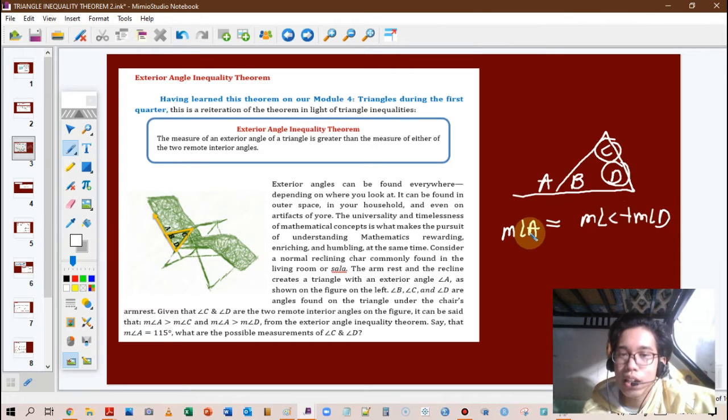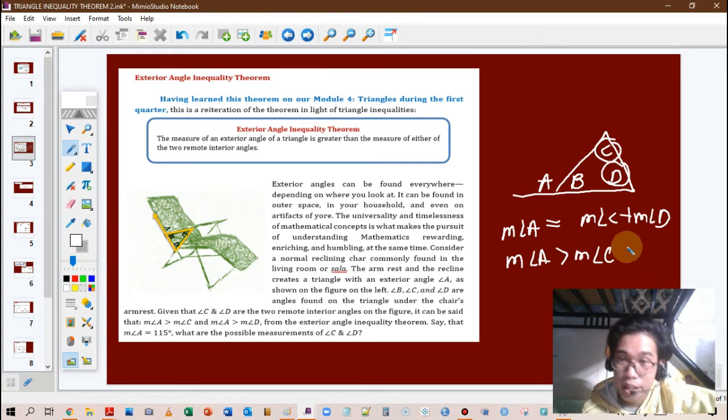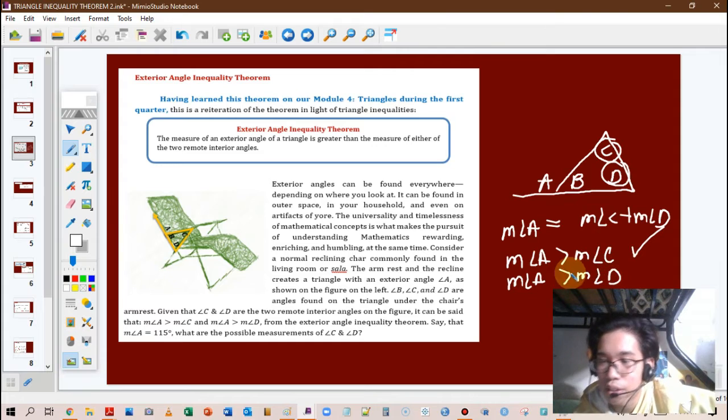According to the exterior angle inequality theorem, the measurement of angle A should be greater than the measurement of angle C. That's the first supposition. And for the second one, the measurement of angle A should be greater than the measurement of angle D.